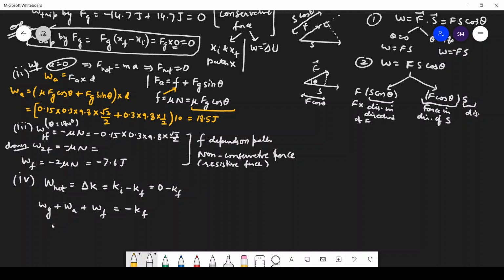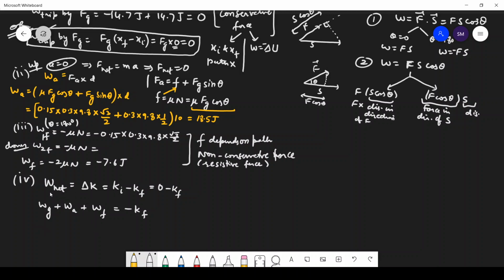So now, gravitational force, work done by gravitational force is 18.5. Work done by the applied force was 18.5. Work done by the gravitational force was 0 for the whole trip.